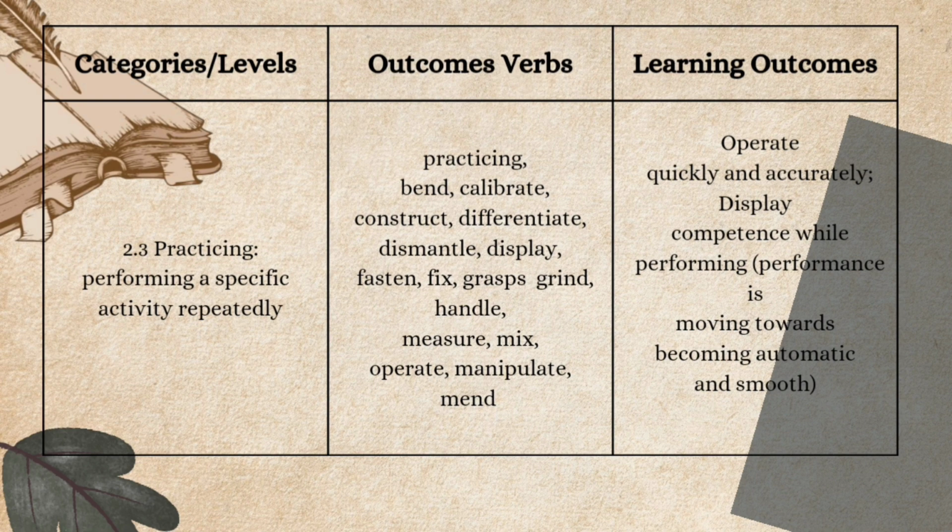Next, the third level will be practicing. When we say practicing, this is performing a specific activity repeatedly. So outcome verbs will be bend, calibrate, construct, differentiate, dismantle, display, fasten, fix, grasp, grind, handle, measure, mix, operate, manipulate, or mend. Then the example for this one will be operate quickly and accurately, display competence while performing. Performance is moving towards becoming automatic and smooth.